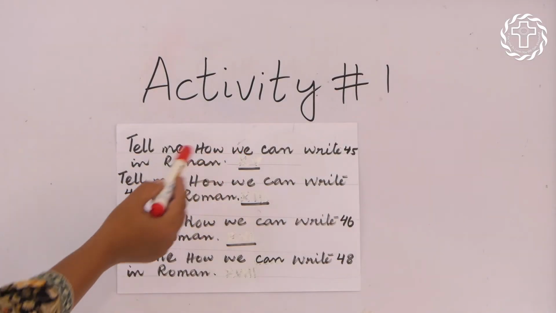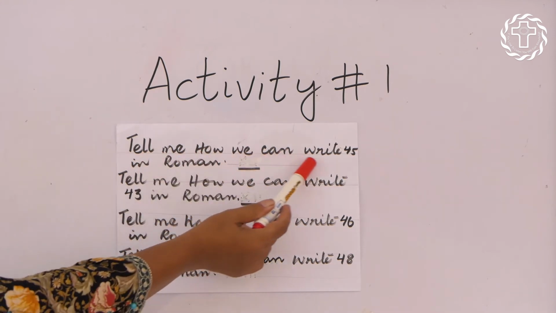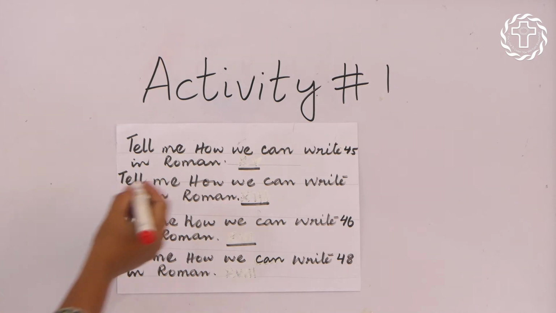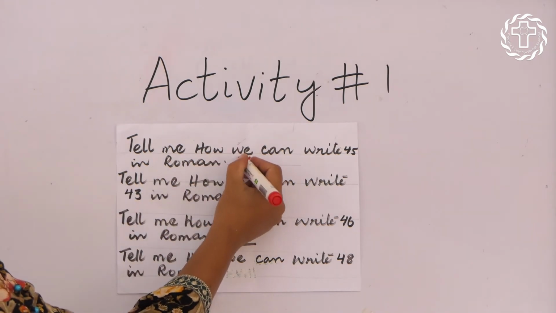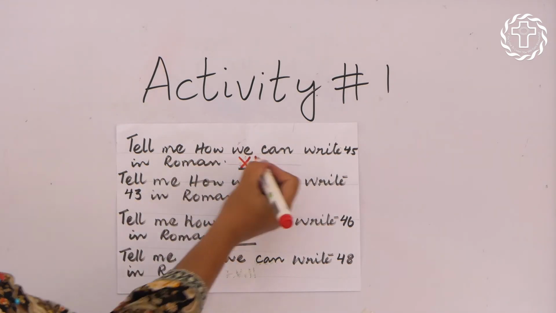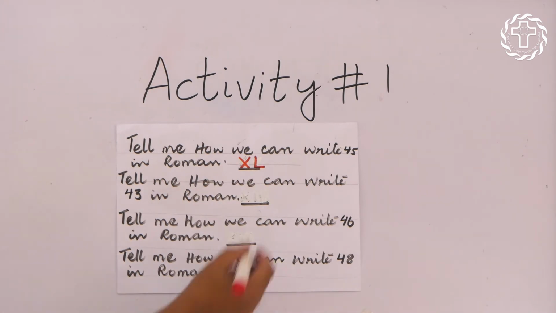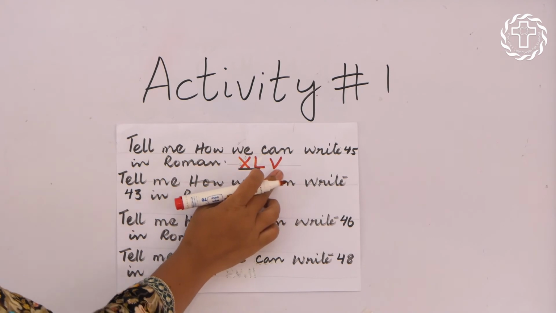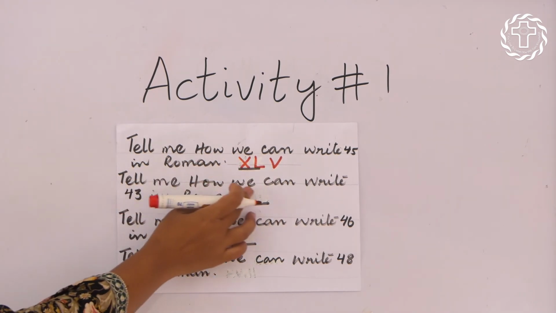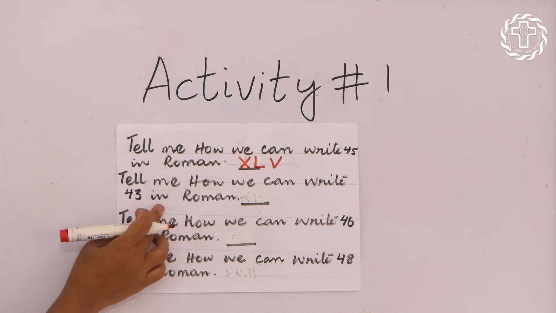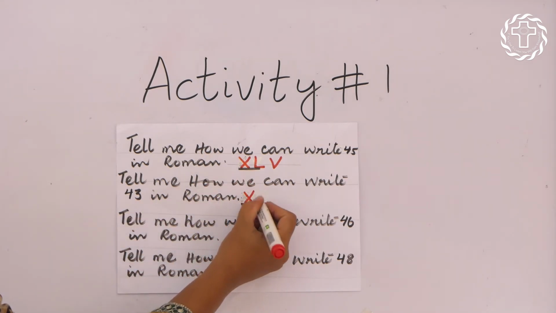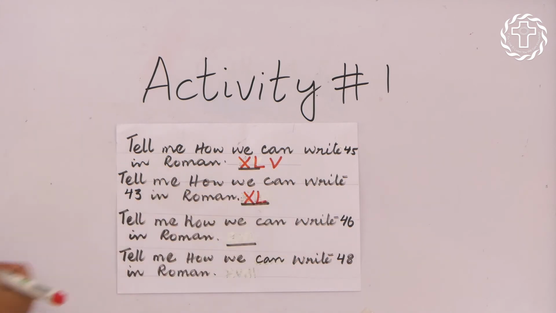Activity number 1. Tell me how we can write 45 in Roman. XL is 40. XL V is 45, V is 5. Tell me how we can write 43 in Roman. XL is 40.